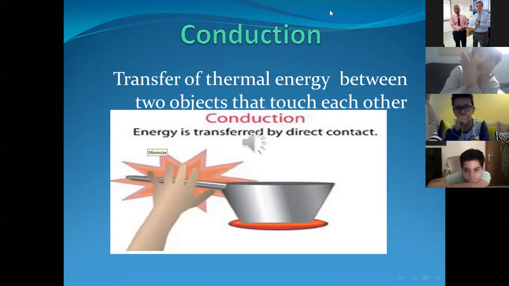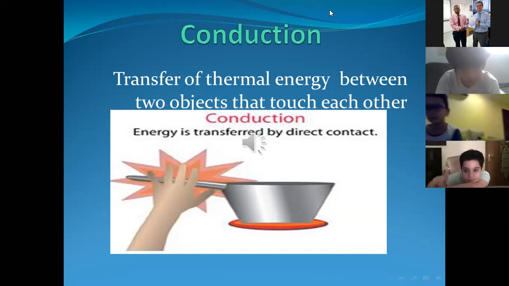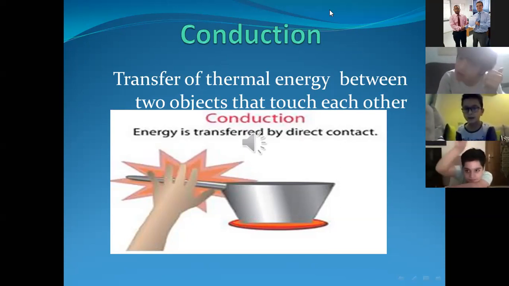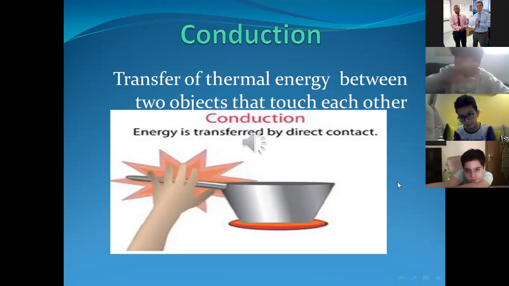Who can tell me what is the second way for thermal energy to travel from one object to another object? Qais said we have three ways: conduction, convection, and radiation. So the second one is convection. Yes, exactly.